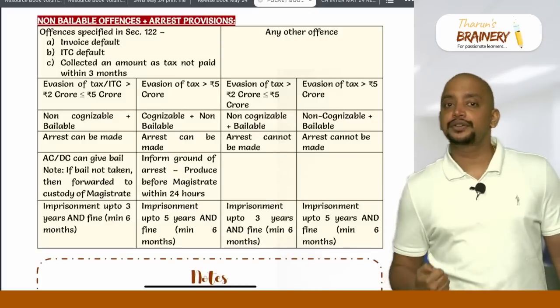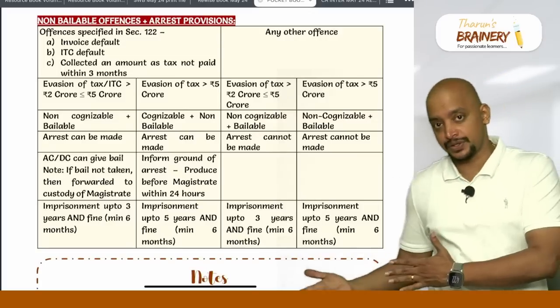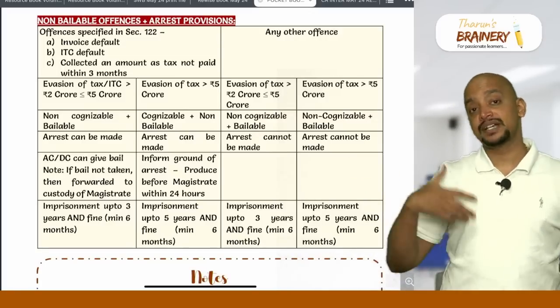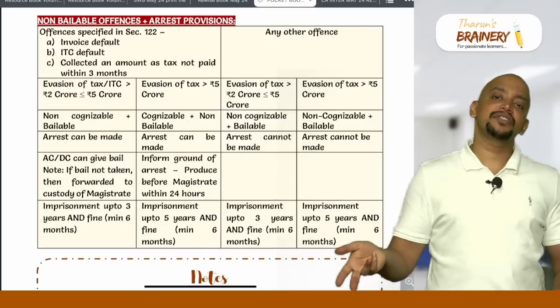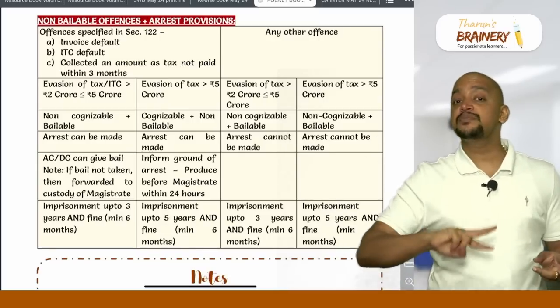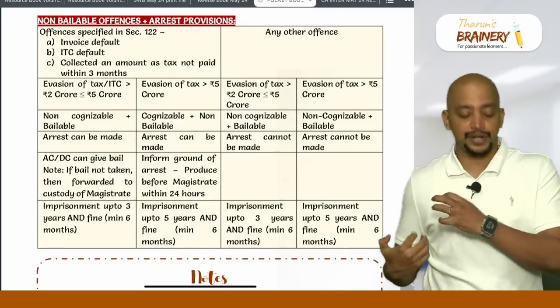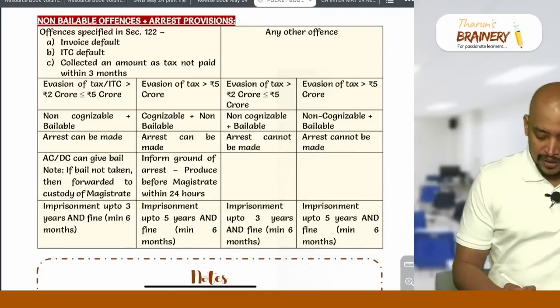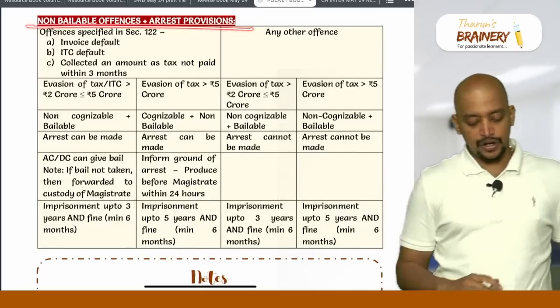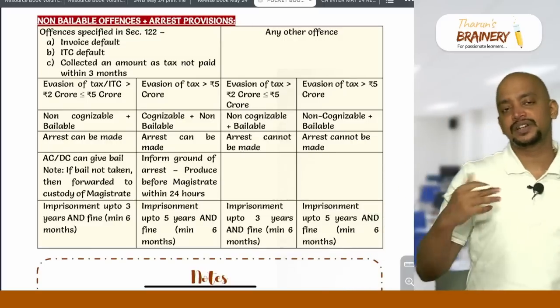After the person is taken into custody, he will be produced before the magistrate, and the magistrate or court will be passing the imprisonment order. So there is a difference between arrest and imprisonment. A person can be imprisoned even without the arrest, but arrest means a person is taken into the custody. Okay, so what are the non-bailable offences? The non-bailable offences and arrest provisions we are discussing together.